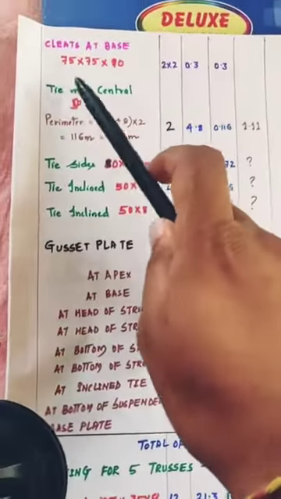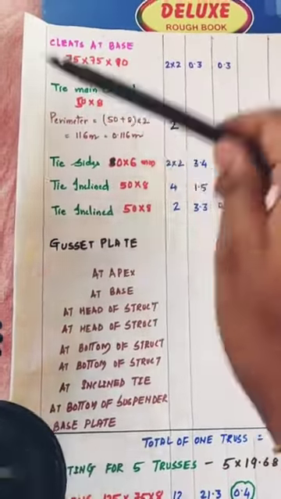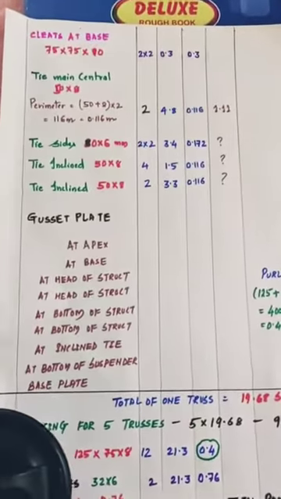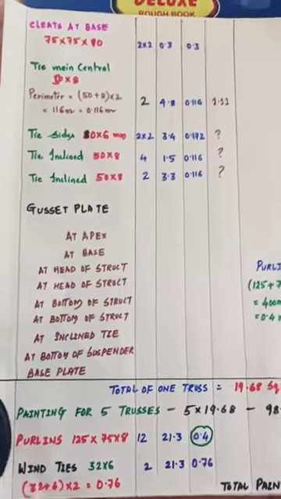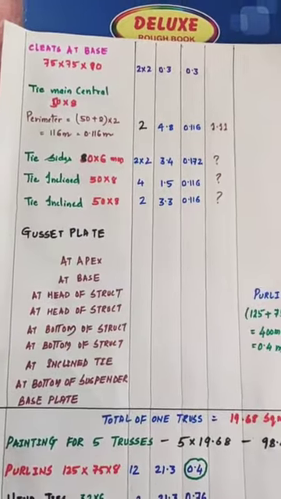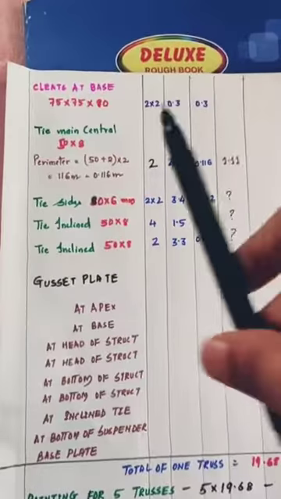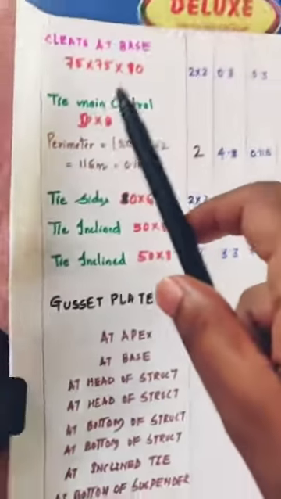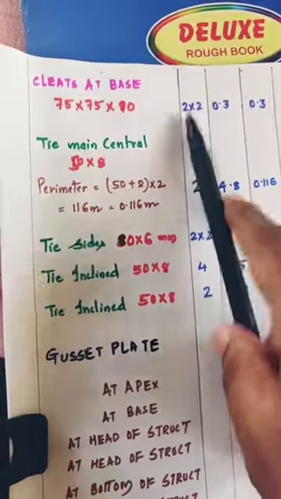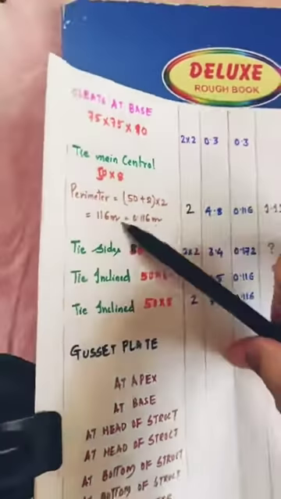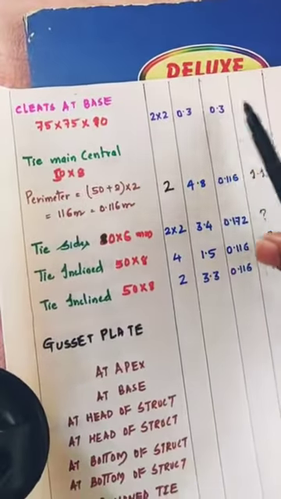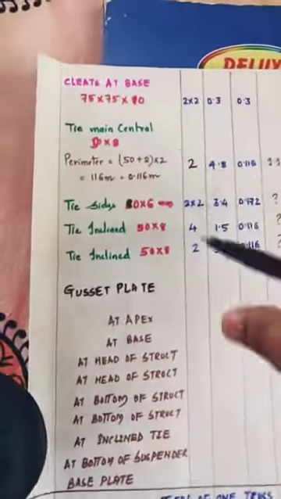So next member is what? Cleat at base. You list out all these things in the same manner like you listed it when you were calculating the steel quantity. Now cleat at base is what? 75, 75, 10. So 2 at one base, 2 at the other base. So total one truss has 4 cleat angles. So 0.3 by 0.3. So that quantity you calculate.